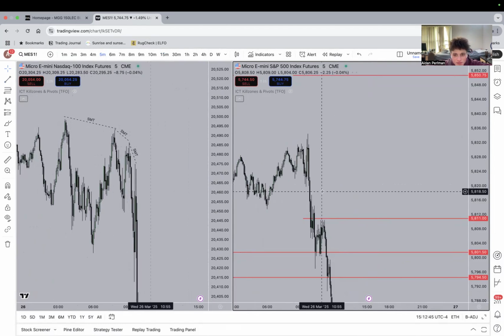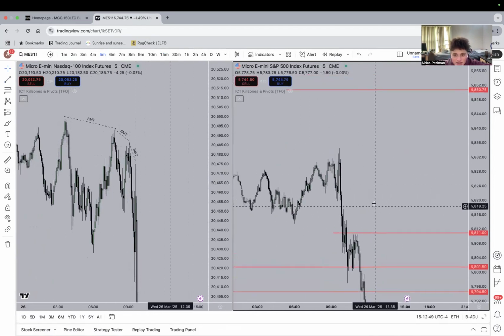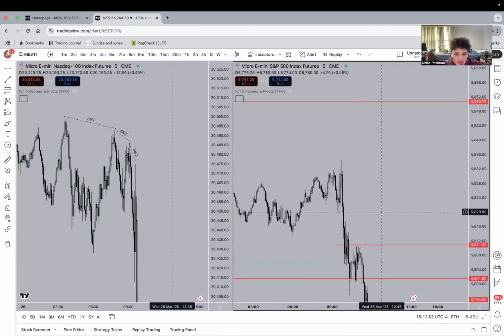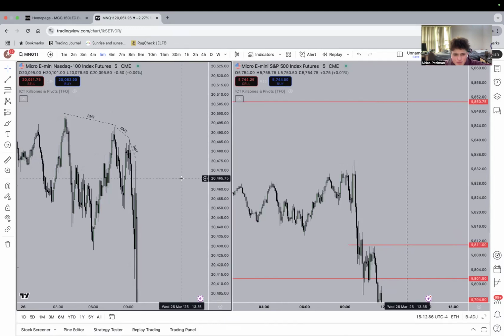Look at all these SMTs we put in. Holy shit, it was really showing us that we want to go lower, bro. Like, we want to go lower, dude. And I was like, okay, dude, whatever. Didn't listen.